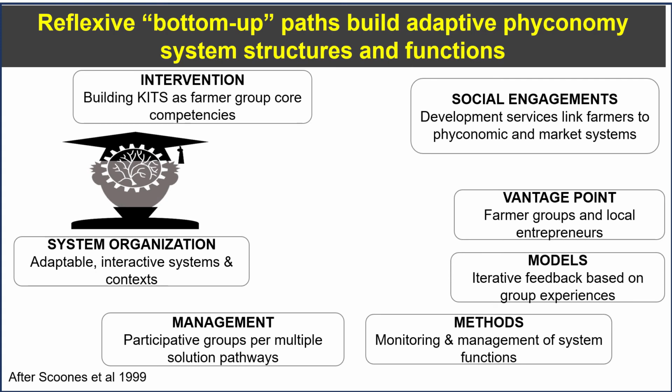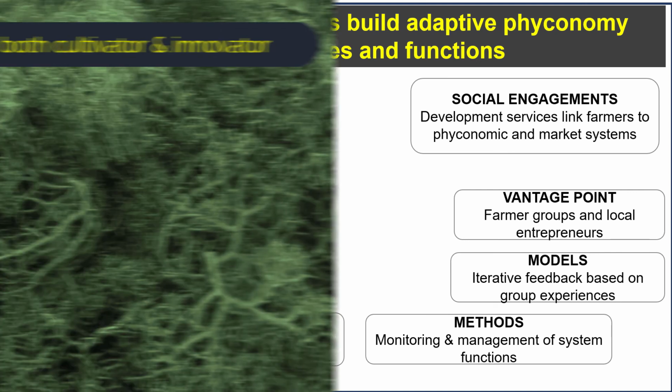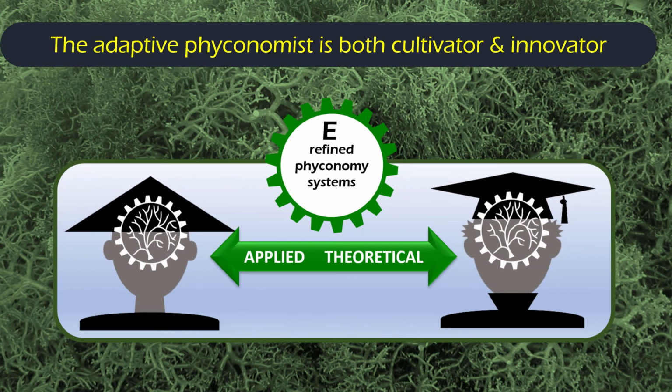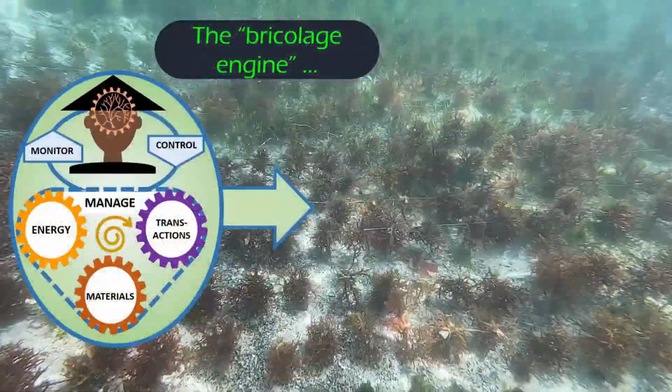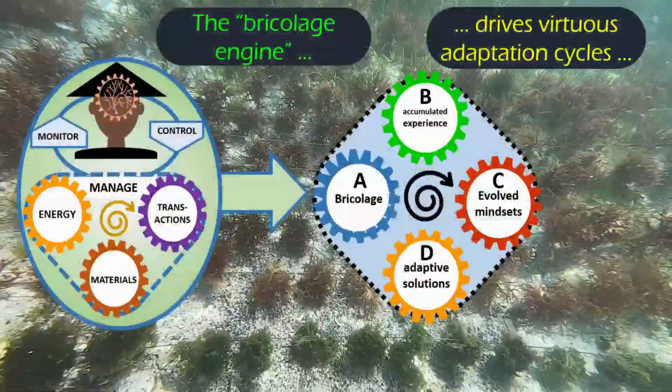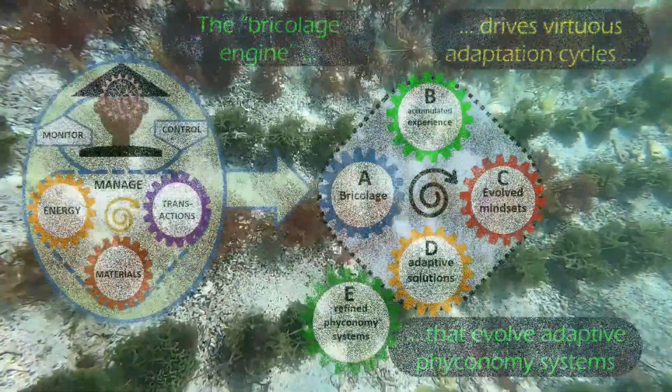Reflexive paths, otherwise known as bottom-up paths, build adaptive phyconomy system structures and functions. This is important to understand because it is at the level of farm activities that adaptive phyconomy takes place. So the adaptive phyconomist is both cultivator and innovator. How do these systems work? Well, the bricolage engine drives virtuous adaptation cycles that evolve adaptive phyconomy systems.